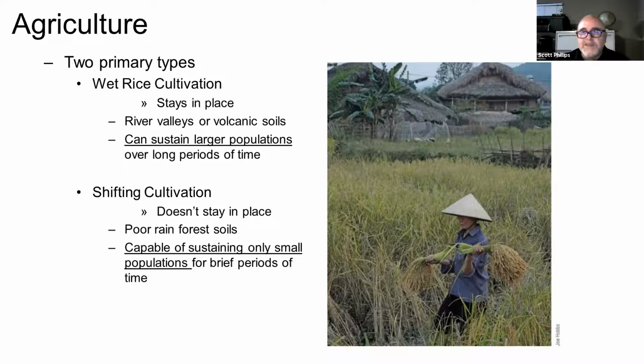You have what's called wet rice cultivation. Wet rice cultivation is not shifting cultivation. It stays in place because the soils continue to be productive. And you get this in two different situations: either in river valleys or on islands with volcanic soils. These can sustain larger populations, whereas with shifting cultivation, like on the island of Borneo, where you don't have river valleys or volcanic soils, you don't have very much population density. You can only support small populations as opposed to very dense populations.